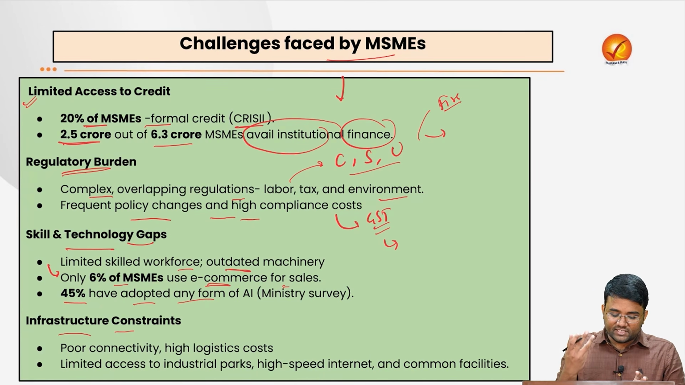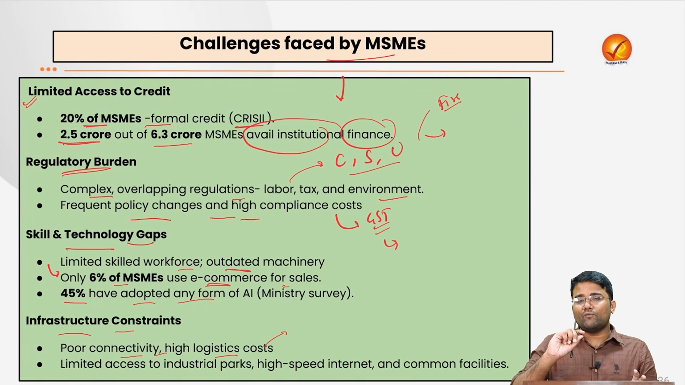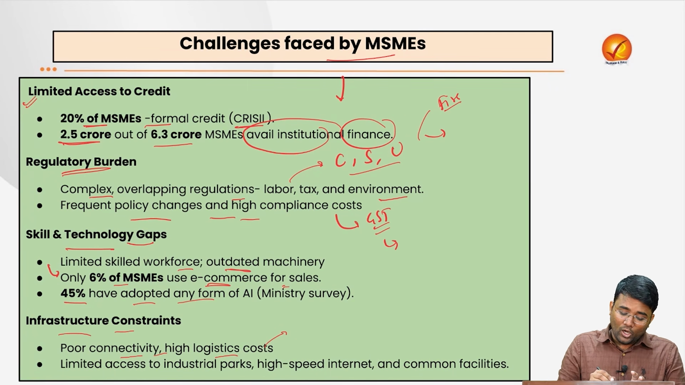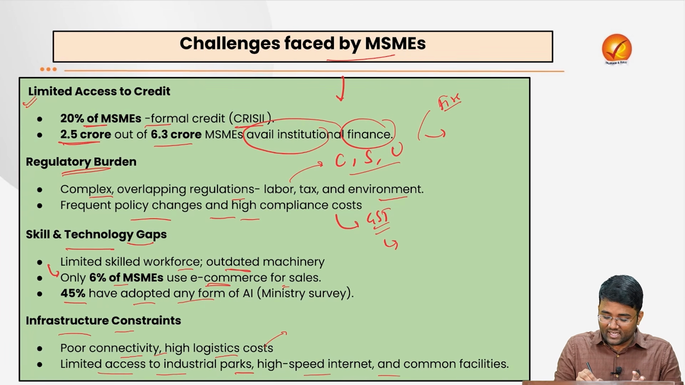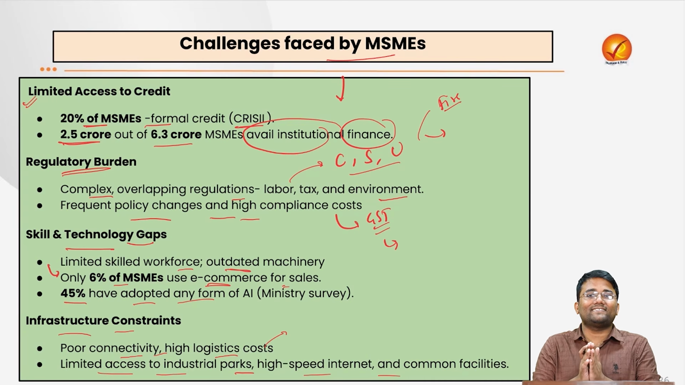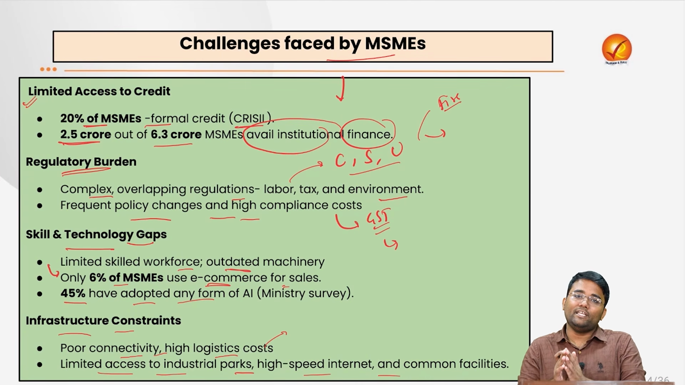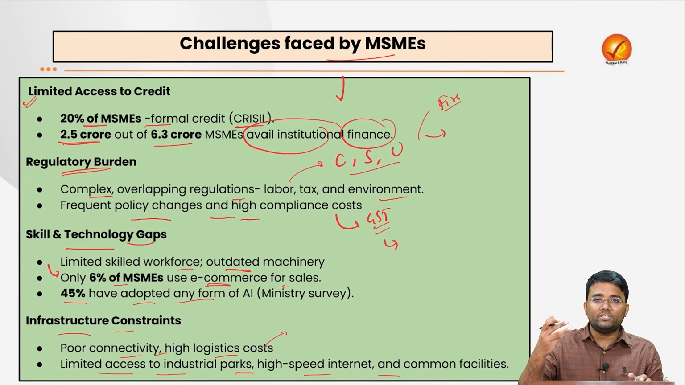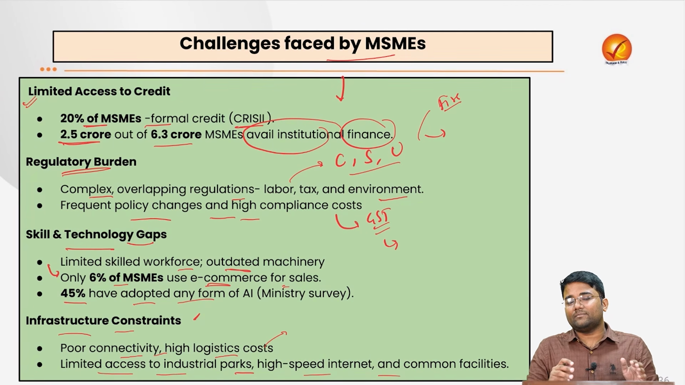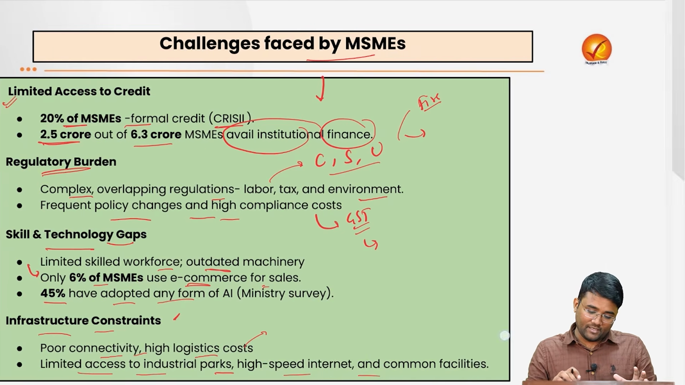Then there are infrastructure constraints like poor connectivity and high logistics cost, which is around 14 to 18% of GDP, much higher compared to the global average of 8%. That 14 to 18% is set by the World Bank. Also, limited access to industrial parks, high speed internet and common facilities. Then issues related to consistent supply of electricity, issues related to land acquisition, etc. That also creates problems, and it becomes really difficult for MSMEs to become bigger.